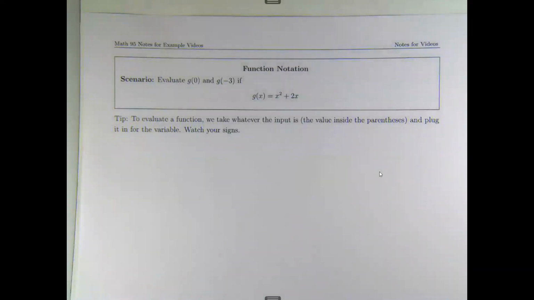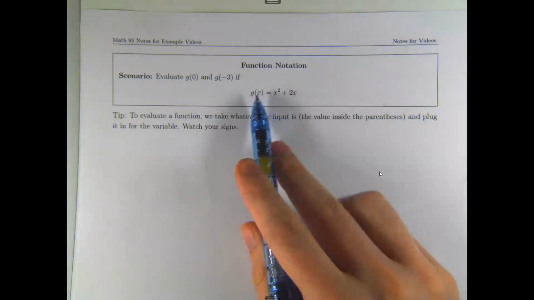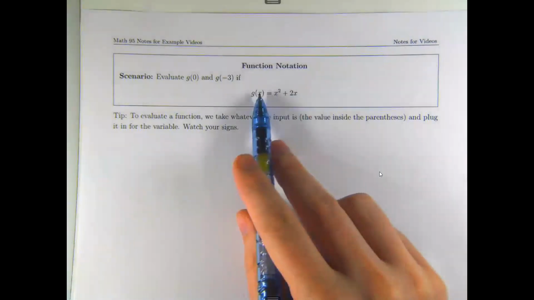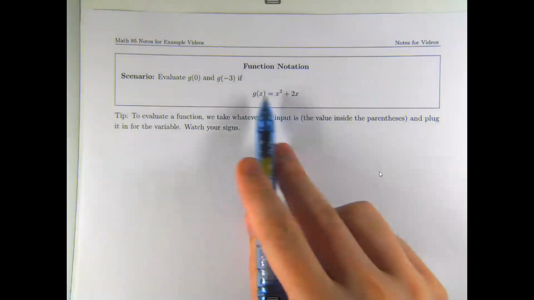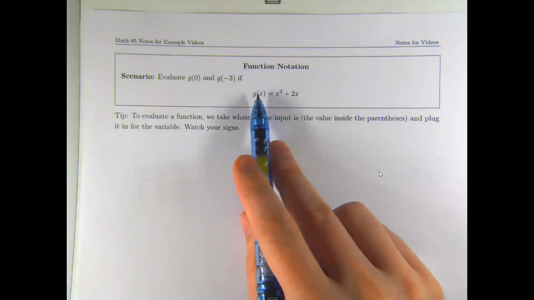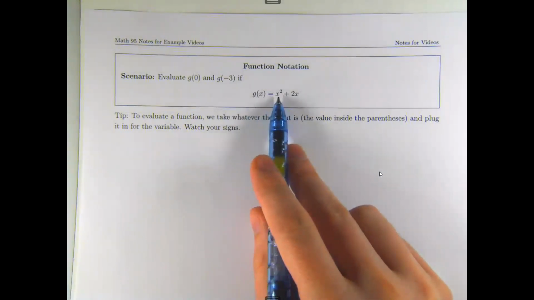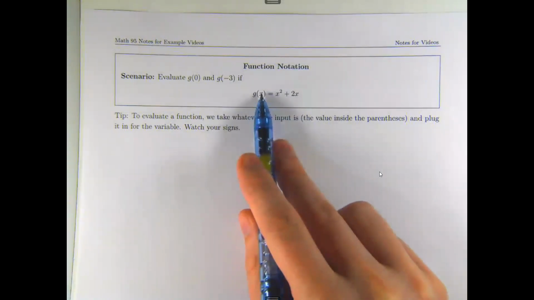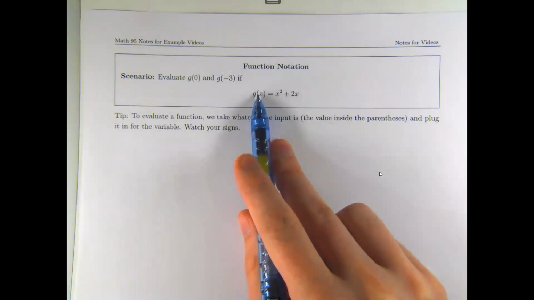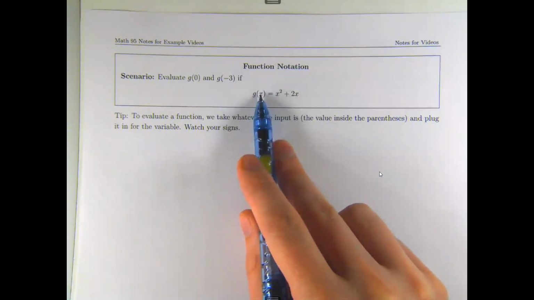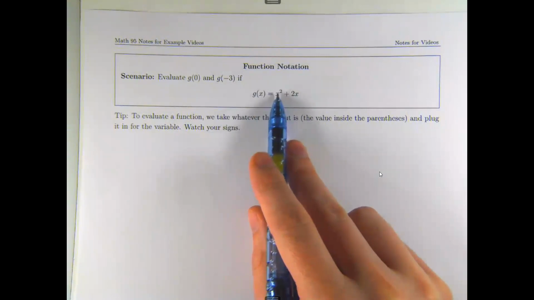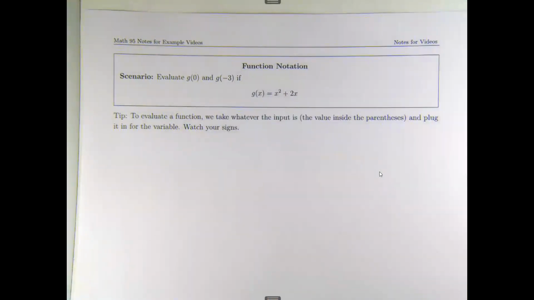Let's take a look at function notation. Function notation tells me a rule in which I can plug numbers in. So I have g of x is equal to x squared plus 2x. Any input or number that you put inside of the parentheses tells me to put that in for the x everywhere on the right side.